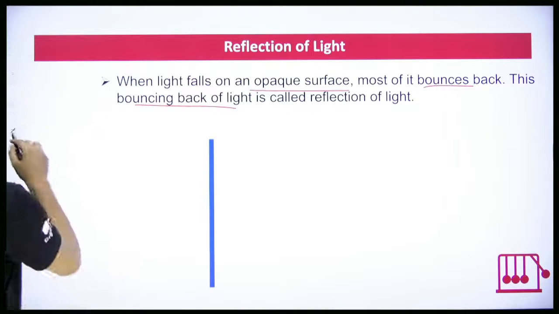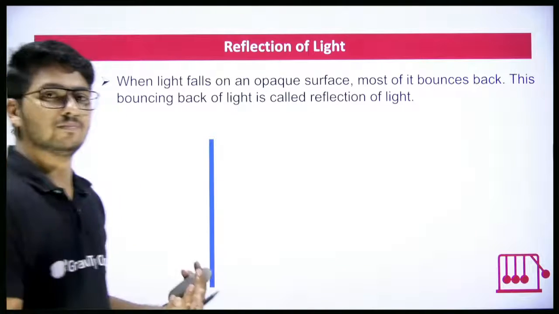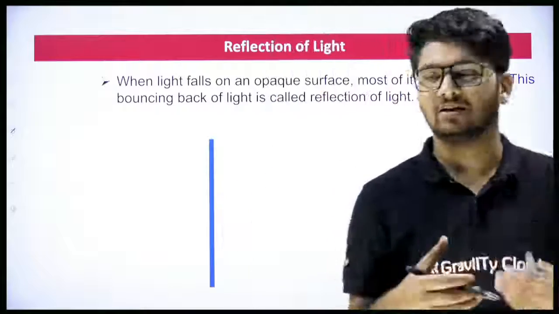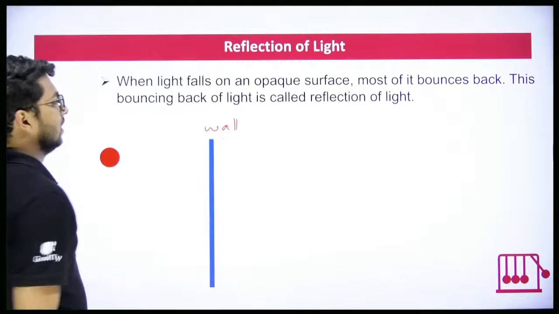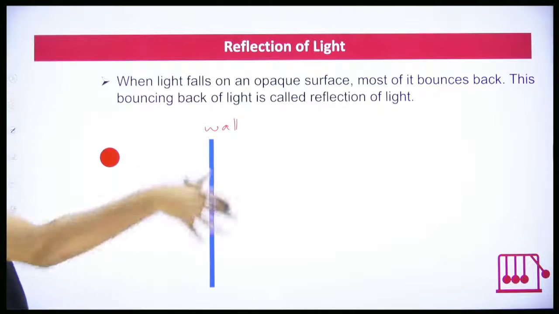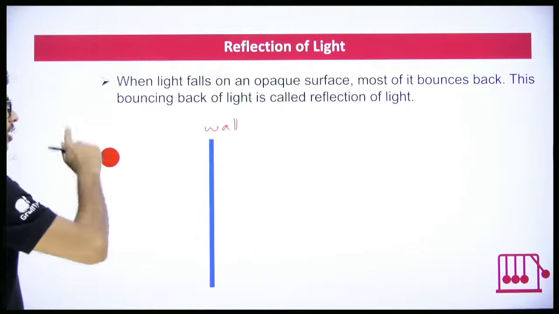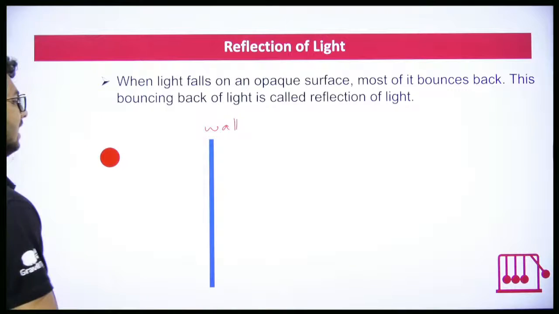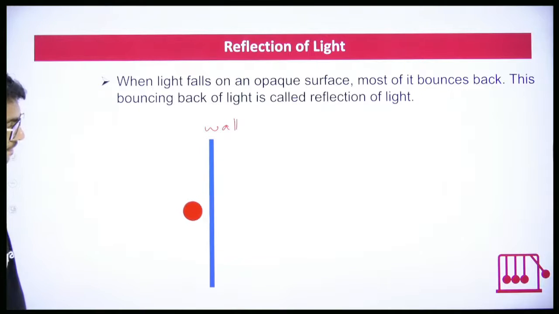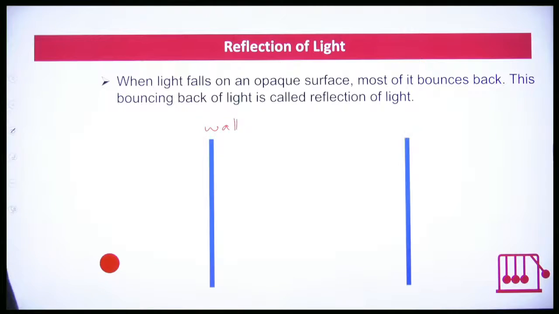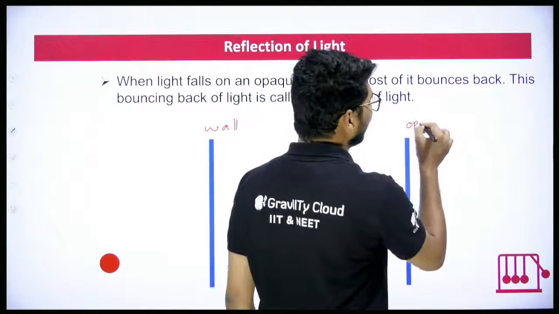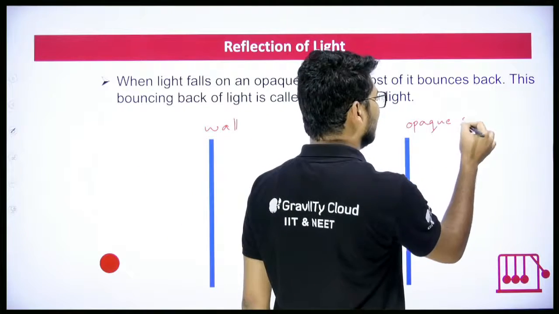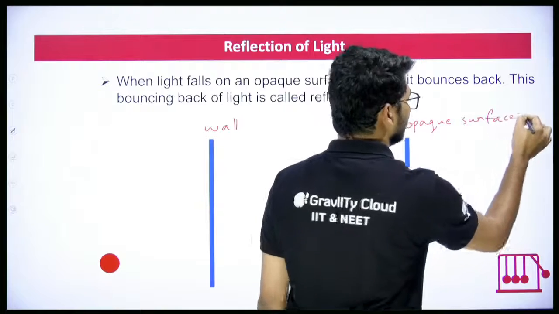For example, just look at this. We'll first compare reflection of light with something. Let's say you have a wall, and we'll take a ball and throw it on the wall. Let's see what happens. The ball bounces back. Yes or no? Right? Similarly, if I take an opaque surface, now why are we only considering opaque surfaces?